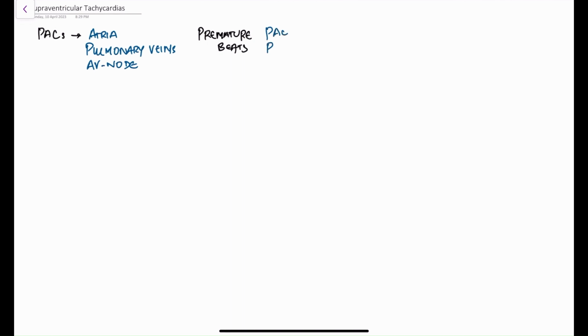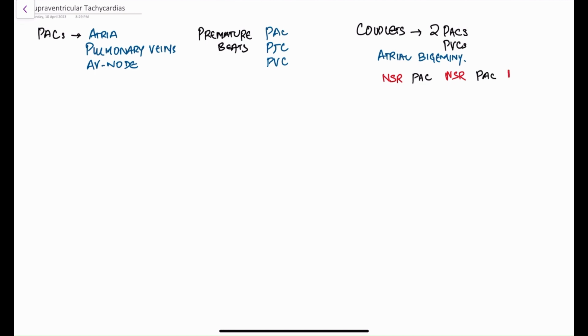So premature beats are of three types. They can be either atrial in origin, they can be premature junctional contractions, or they can be premature ventricular contractions. A couplet is going to be two PACs together or two PVCs together. An atrial bigeminy is a phenomenon in which every normal sinus beat is followed by a premature atrial contraction, and that keeps going on throughout the rhythm strip.